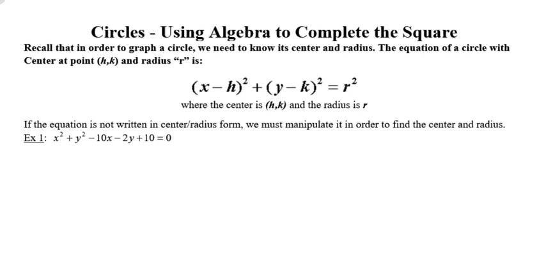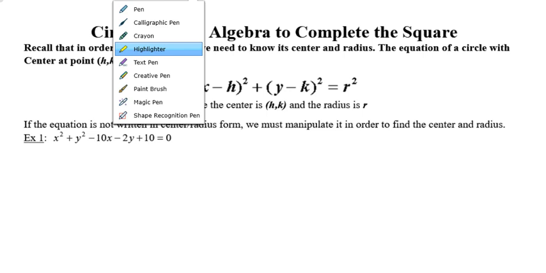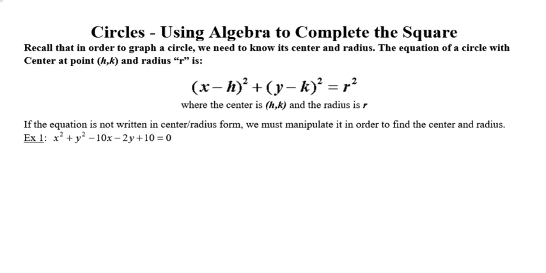Hi folks. In the last video on circles, we learned how to graph a circle using its center and radius. We also saw the equation of a circle with a given center (h, k) and given radius r. What happens if we're given an equation of a circle though and it's not written in that center-radius form? How can we manipulate it so that we are able to then find its center and its radius? Well, that's what this video is all about.